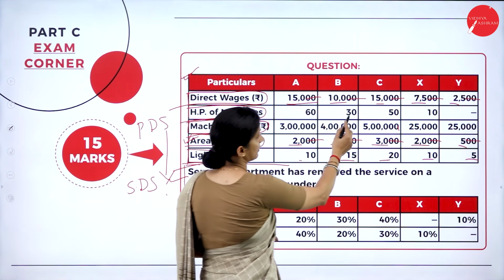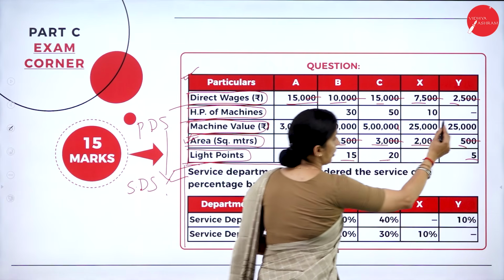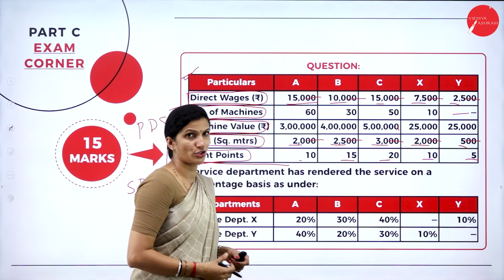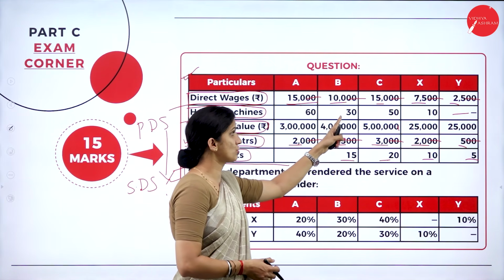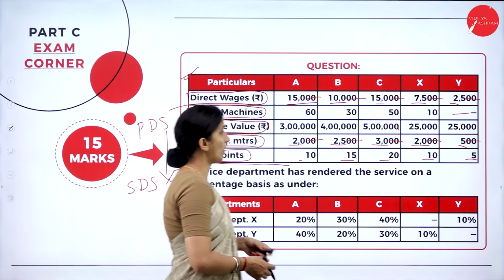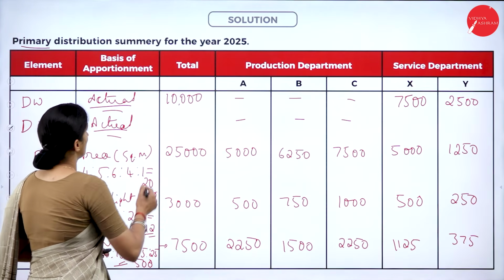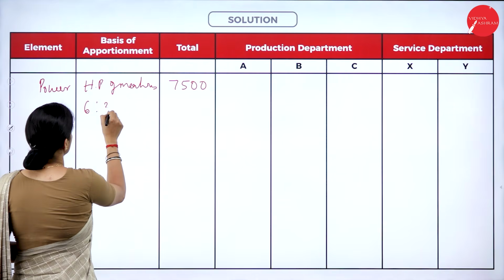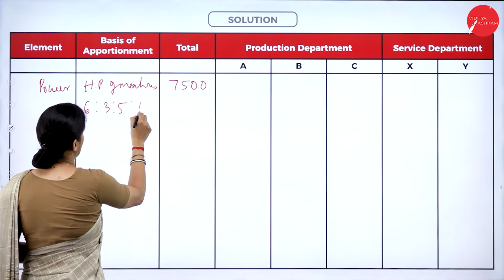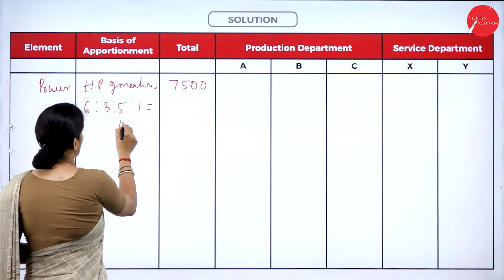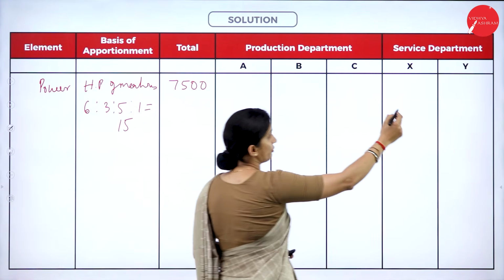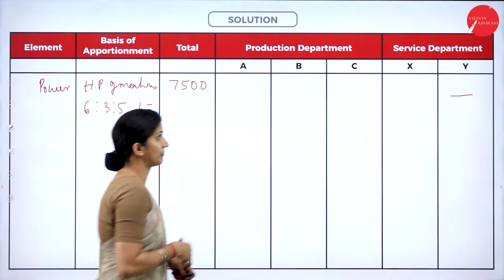So here 60, 30, 50 and 10, and in the last column Y it is nil. So your simplified ratio will be 6:3:5:1, and the total will be 15. In the last column Y there is no ratio given, so it will be nil.